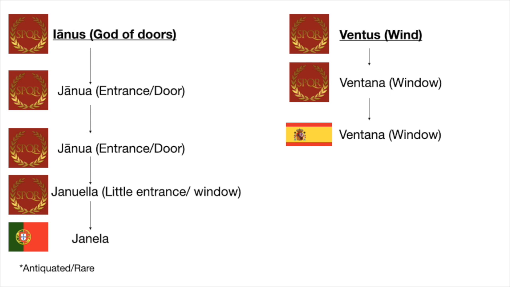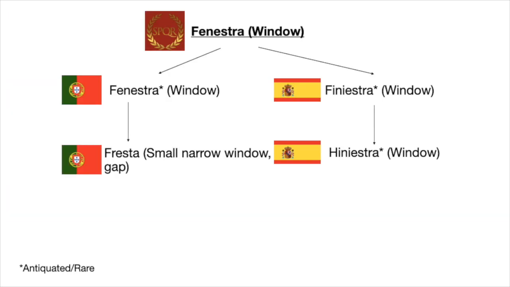The original Latin word for window was fenestra, and we can see in Portuguese and Spanish we have words that come from this that are all pretty antique, pretty antiquated. In Spanish, we have the words finiestra, iniestra, and fenestra. Finiestra and iniestra are words that evolved from Latin naturally, but they've kind of fallen out of use. And fenestra is a word which is borrowed from Latin at a later point in time.